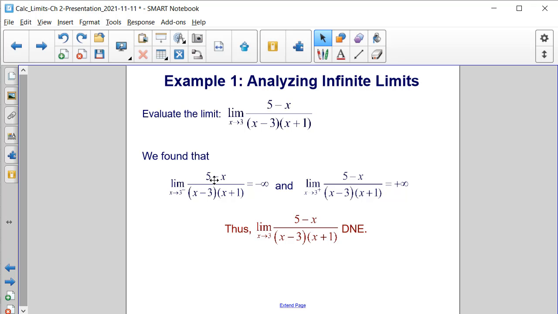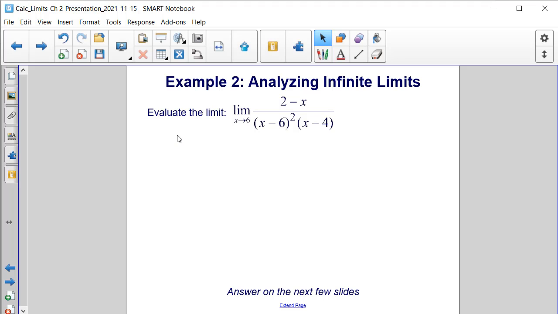So we found that the limit of 5 minus x divided by the product of x minus 3 and x plus 1 as x approaches 3 from the left is equal to negative infinity. And the limit of 5 minus x over the product of x minus 3 and x plus 1 as x approaches 3 from the right is equal to positive infinity. And since negative infinity and positive infinity do not match, the overall limit of 5 minus x divided by x minus 3 times x plus 1 as x approaches 3 does not exist.